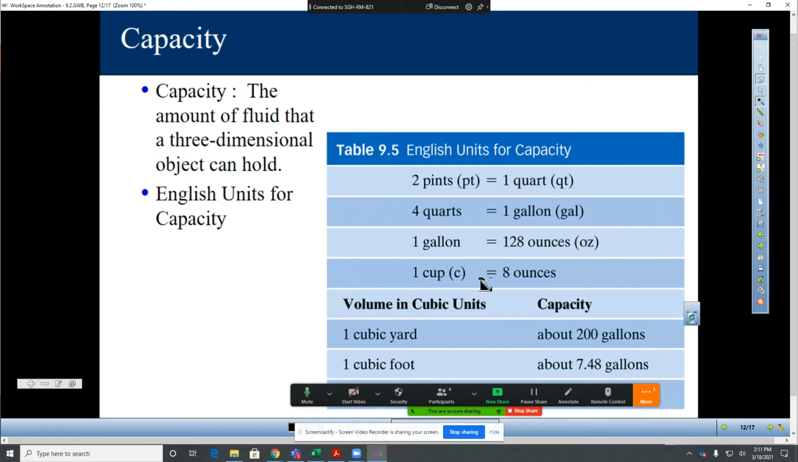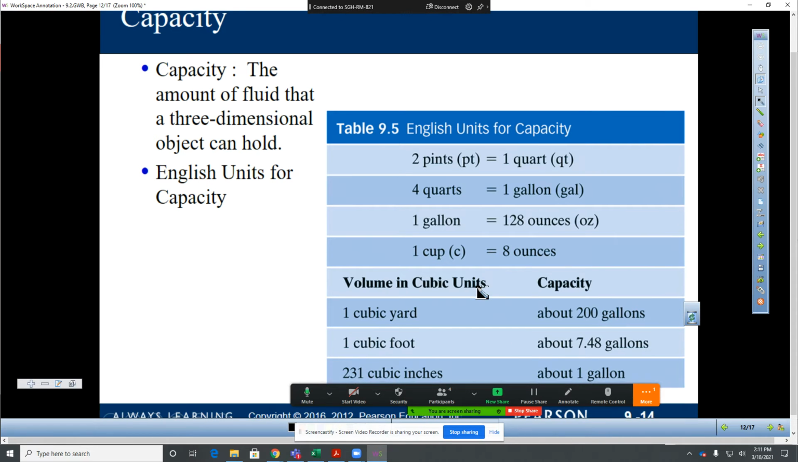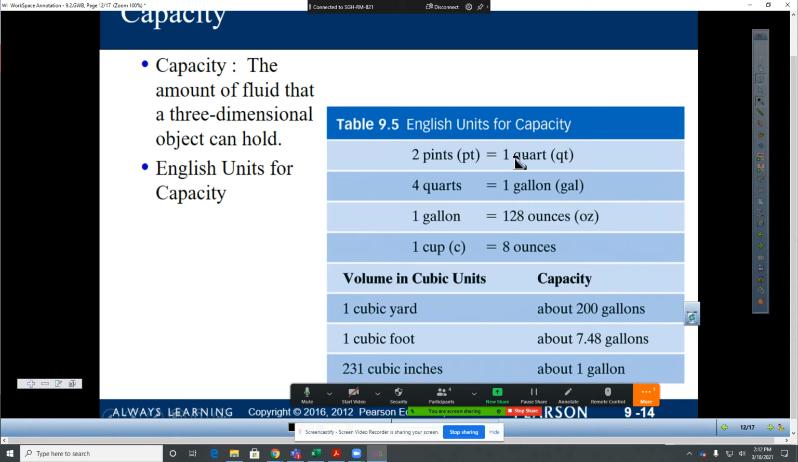All right. Now, one of the ways we measure volume here in the United States is capacity. If you're in culinary arts, you deal with this a lot. Quarts, pints, gallons, fluid ounces, cups. All right. 8 ounces is equal to a cup. They don't have this on here, but 2 cups is equal to a pint. 2 pints is a quart. 4 quarts is a gallon.